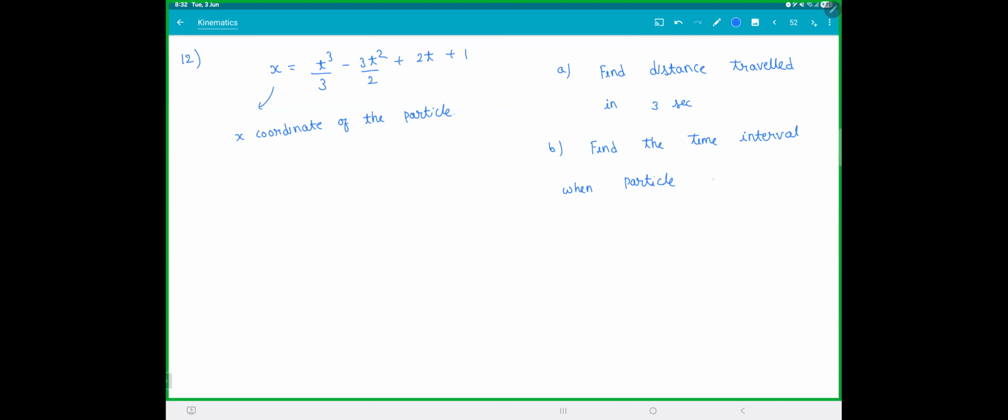Find the time when the particle is speeding up. Look at the word. I'm not asking accelerating and decelerating. Speeding up means speed must be increasing, and speeding down, speed is decreasing. Let's get these two.